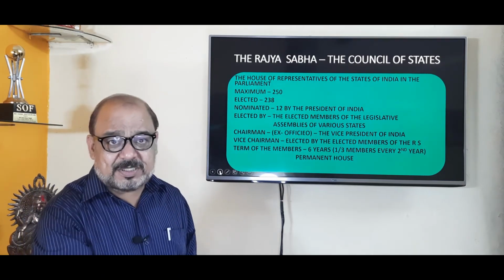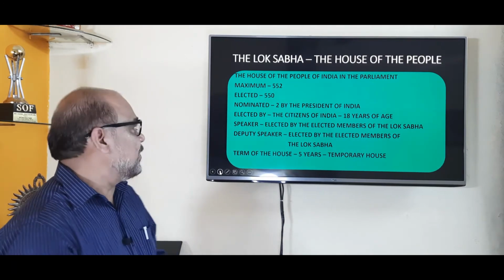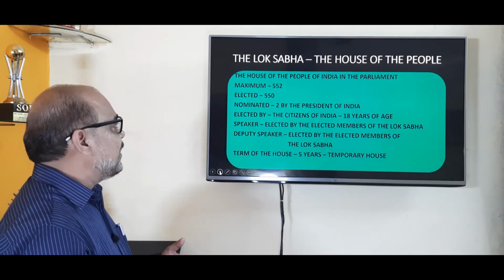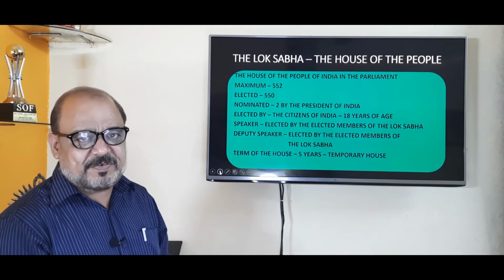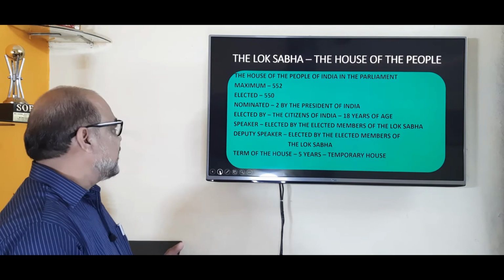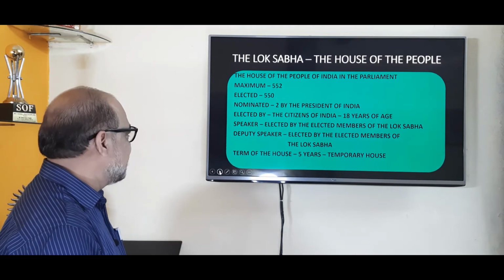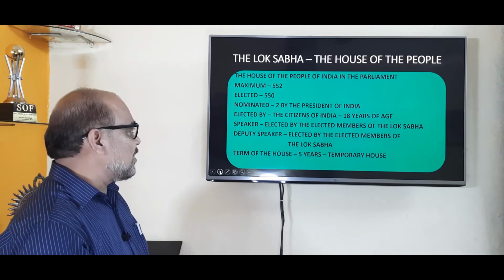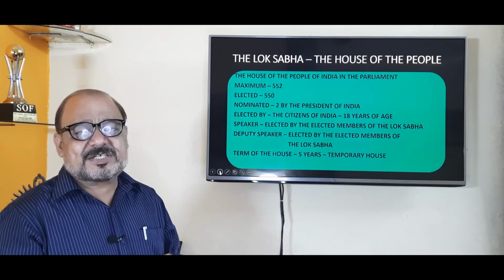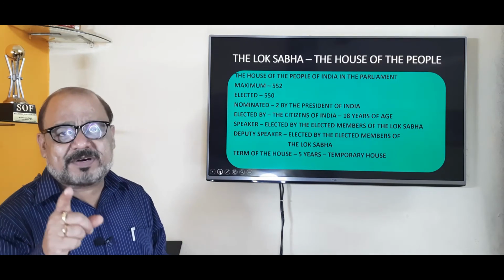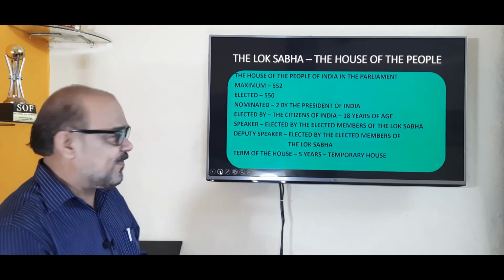Now about the Lok Sabha. The Lok Sabha, the House of the People. The House of the People of India in the Parliament is the Lok Sabha. It has maximum 552 seats. Out of these, 550 seats are elected seats and 2 are nominated. These 2 nominated are by the President of India, but the elected members are elected by the citizens of India who have completed 18 years of age, that is through universal adult franchise.